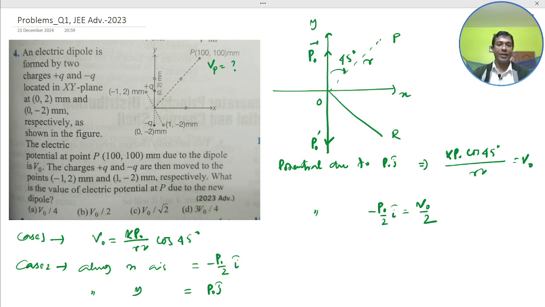So basically we have to find the potential at point P in the new dipole. So this would become our final answer, that V naught by 2. This is V naught, and for P naught I, this is basically the reverse, so V is half of the potential of the P naught J. So basically our final answer is V naught by 2, option B would be our correct answer.